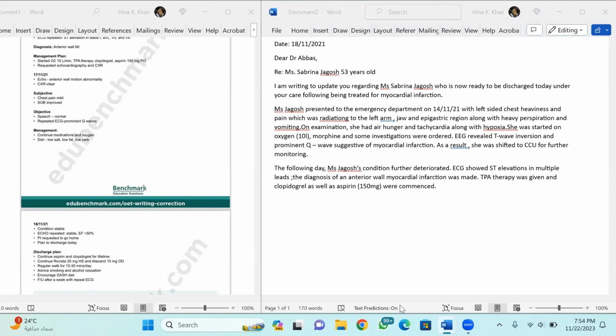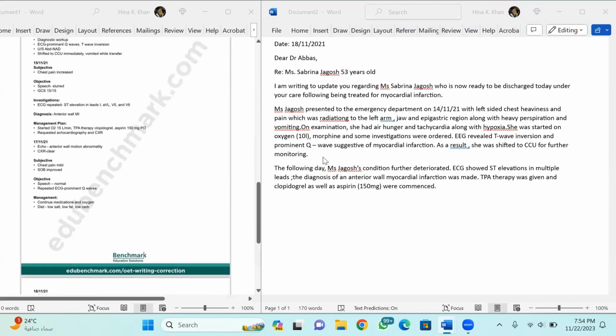On the following day, Ms. Jago's chest pain, because instead of writing condition further deteriorated, you can just write her chest pain increased along with slurred speech. ECG showed ST elevation in these leads, you can write. And therefore her oxygen was increased to 15 liters per minute.